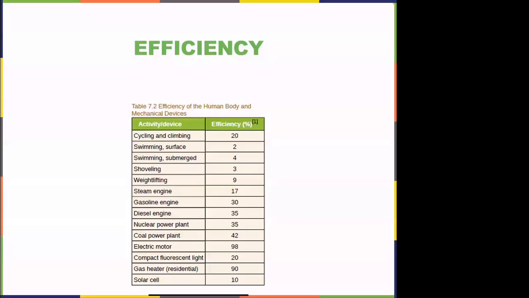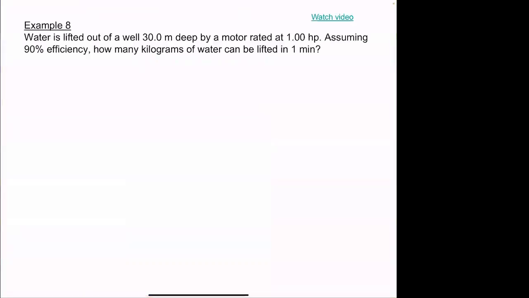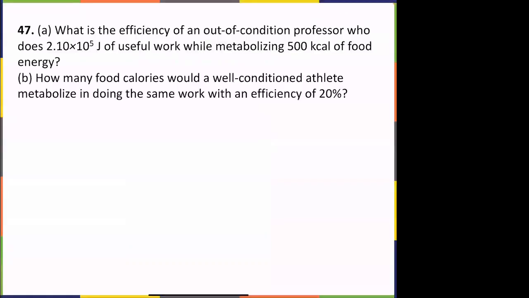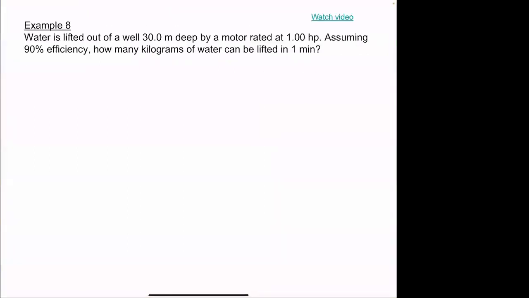And this is just a chart from the book. This one's kind of tricky. It says water is lifted out of a well 30 meters deep by a motor rated at 1 horsepower. Assuming 90% efficiency, how many kilograms of water can be lifted in 1 minute? So our efficiency is 90%, the power is 1 horsepower, so the power is actually 0.9 horsepower. That's all we're getting out.